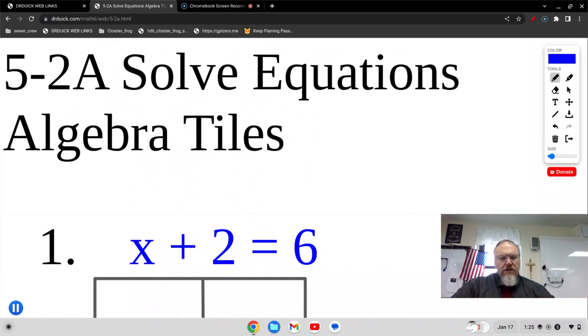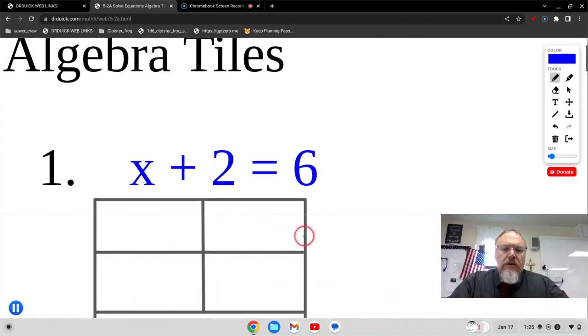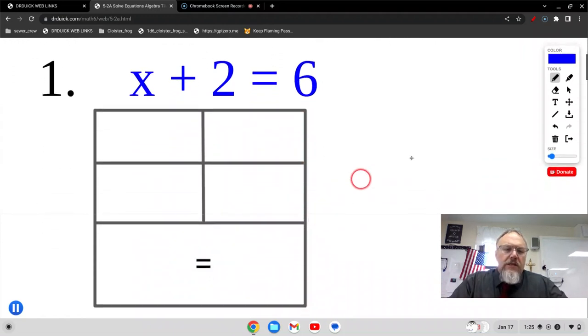Okay, this is how you solve things using algebra tiles, except I'm going to draw it because it's a little easier when you're trying to make a movie about it, right? I'm going to take the equation x plus 2 equals 6.